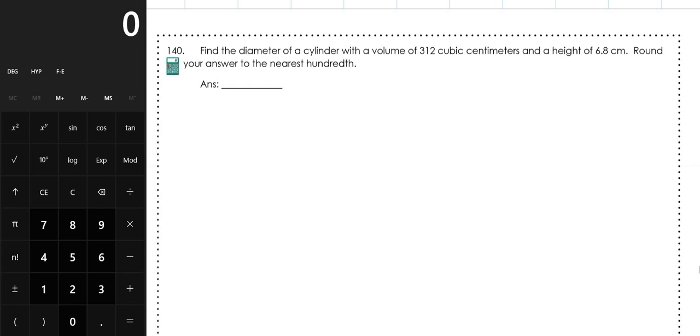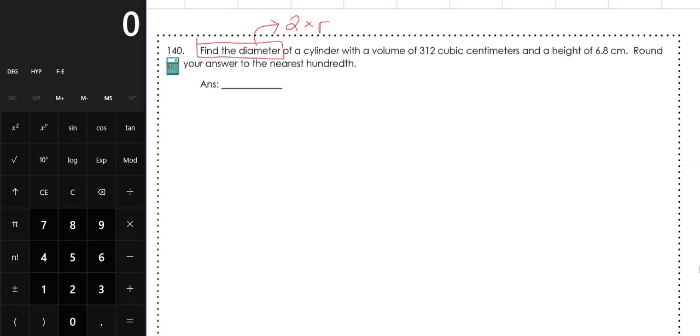The question says, find the diameter of a cylinder. So I'm going to go ahead and box this in. I'm looking for the diameter of a cylinder. Now, you need to know that 99.9% of our formulas do not use diameter. They use radius. So what you should automatically think is, I'm not going to look for the diameter, I'm going to look for the radius, and then I'm going to double it. So really, I'm looking for R.